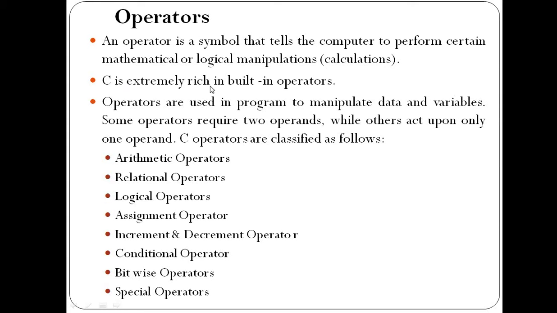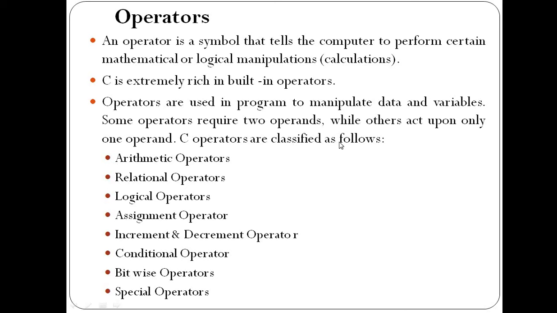C is extremely rich in built-in operators. Operators are used in a program to manipulate data and variables. Manipulating data and variables means using special symbols or signs on data and variables to do the calculation and find out the final result. Some operators require two operands while others act upon only one operand. An operand is nothing but a variable or data.